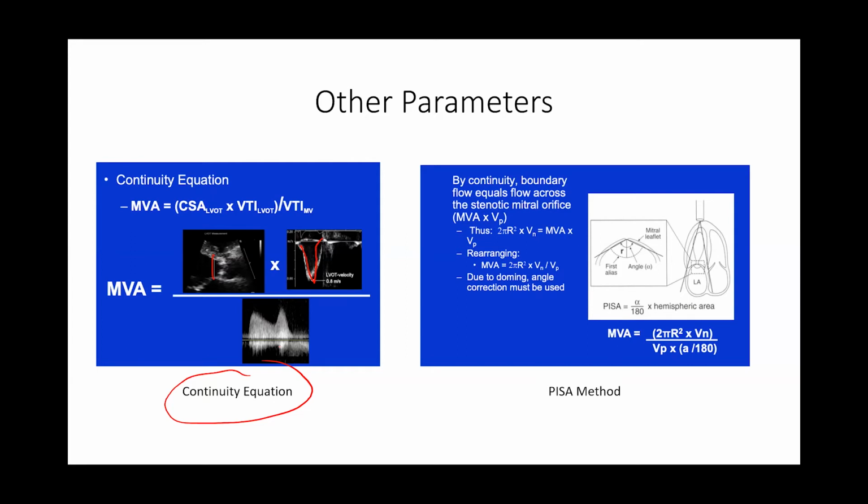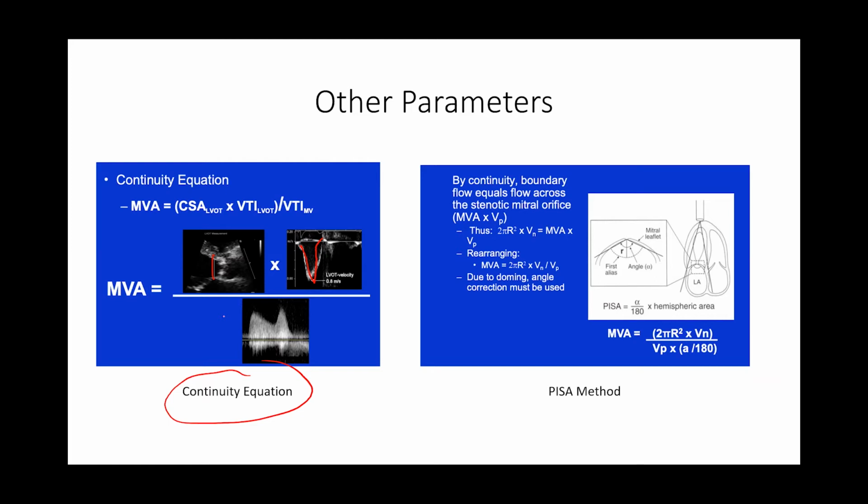But there are so many parameters and so many chances of error. That's why it's not very accurate, and we don't do it routinely. But if you don't have other parameters, it can help you. If there's a discrepancy between the other parameters, then you can use this one.